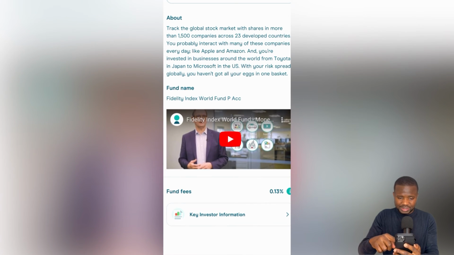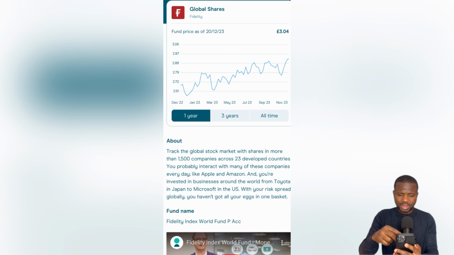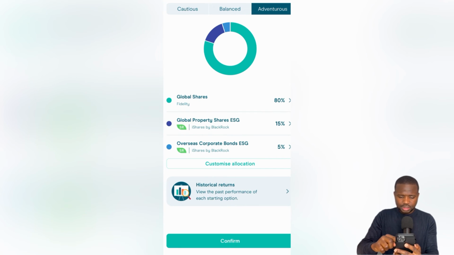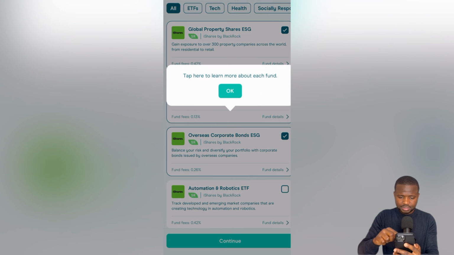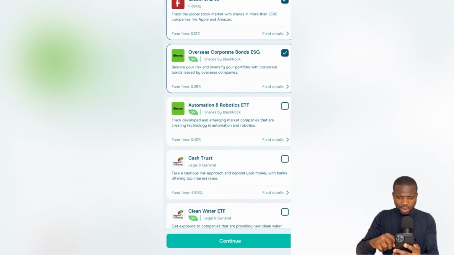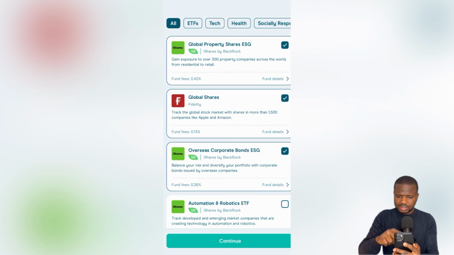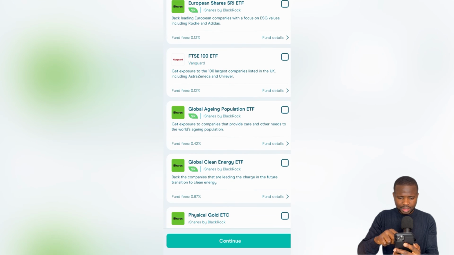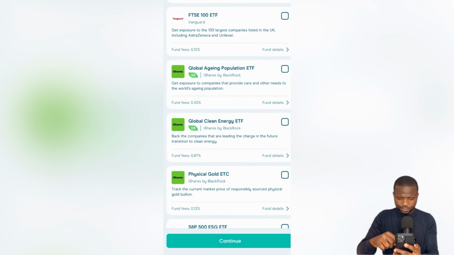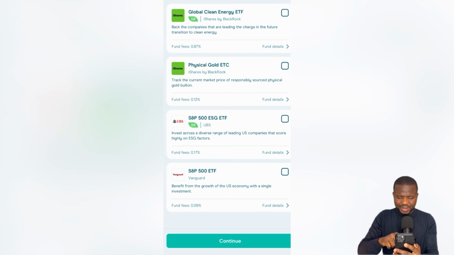They charge 0.13%, but this is not what I'm looking for. I don't want to invest in the global shares by Fidelity. What I really want is S&P 500. So you go to customize allocation. Yes, that's what I want to do because I know what I'm looking for. What I'm really looking for is ETFs. There's also the FTSE 100, which is the largest 100 companies in the UK. But that's not what I'm looking for. I'm looking for the S&P 500 ETF.